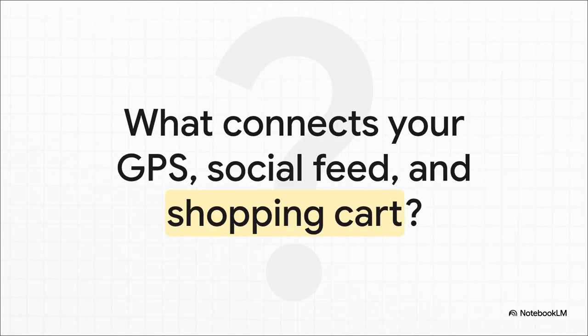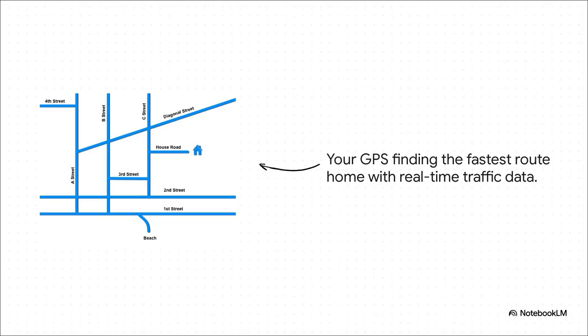Just think about it for a second. What on earth is the connection between your GPS finding the absolute fastest way to work, your social media feed digging up a friend you haven't seen in a decade, and that shopping website knowing with spooky accuracy exactly what you want to buy next? It feels like magic, right? But it's really not.